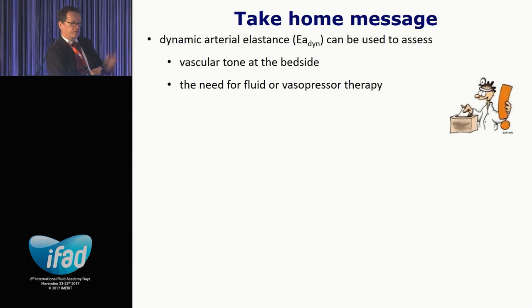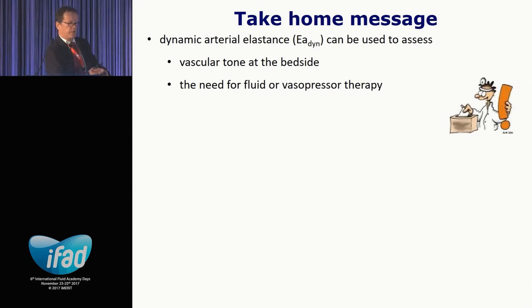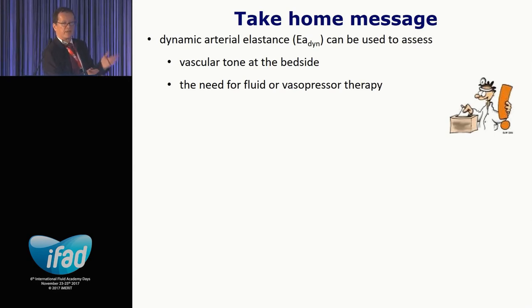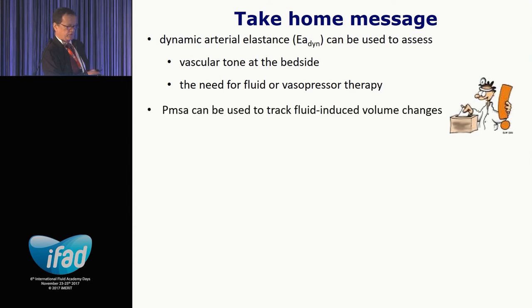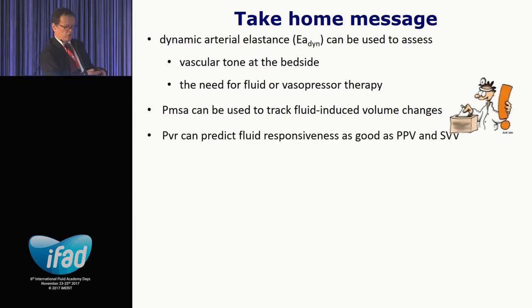So in the first part of my talk, I told you that the dynamic arterial elastance can be used to assess vascular tone at the bedside, and with that, the need for fluid or vasopressor therapy, an important differential diagnostic. In the second part, I told you that the mean systemic filling pressure can be used to track fluid-induced changes in volume, and it can also predict fluid responsiveness as well as PPV and SVV. I told you that this measure of cardiac performance can be calculated from that.